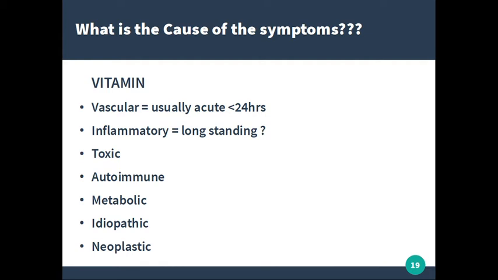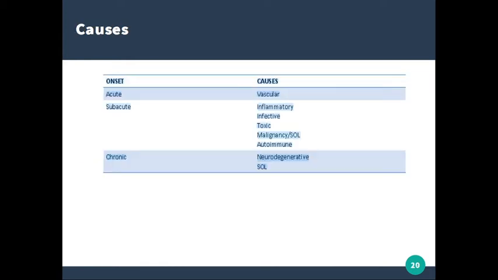It can be inflammatory, therefore it might be long-standing or chronic. Toxic, autoimmune, like for example Myasthenia gravis, metabolic, idiopathic or neoplastic, like a tumor in the brain. The causes of acute setting usually tend to be vascular. Subacute settings are usually inflammatory, toxic or malignancy with spatial lesions, and chronic tends to be neurodegenerative, such as MS or ALS.